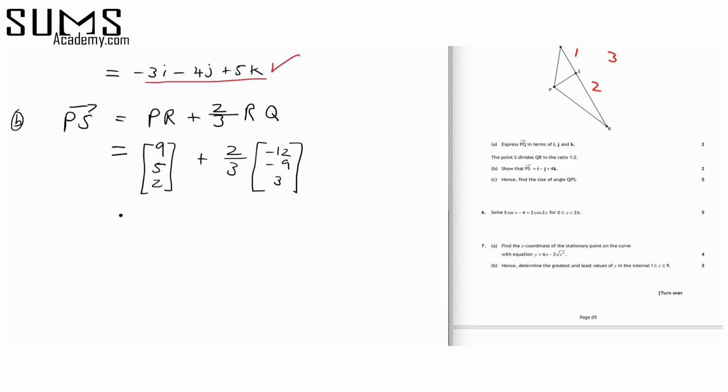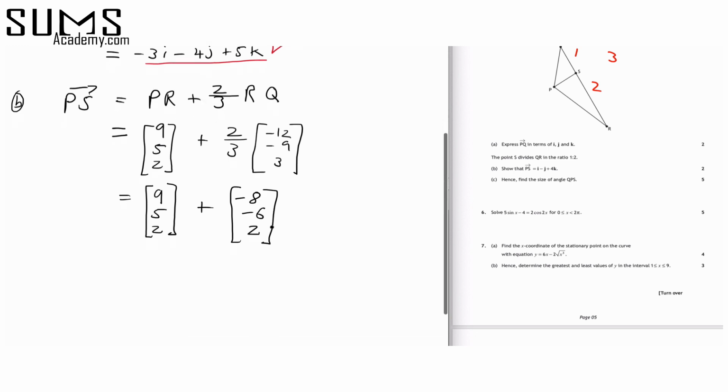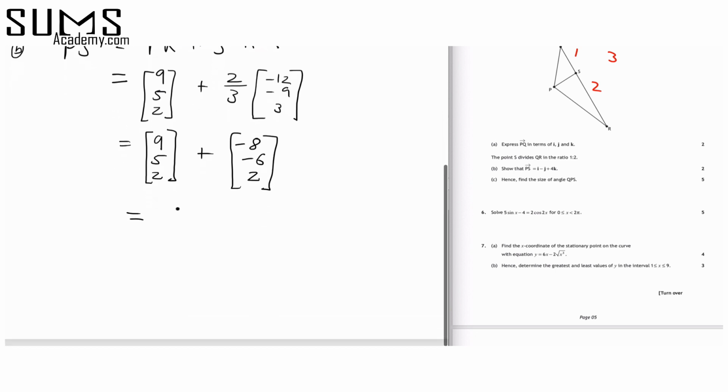So what does this become? Equals, that stays the same, 9, 5, 2. Then plus 2/3 of minus 12 is minus 8, and then 2/3 of minus 9 is minus 6, and 2/3 of 3, the times by 3 is just going to cancel out, so that just becomes 2. Okay, so then you just add these together, which you get 9 minus 8 is 1, and then 5 minus 6 is minus 1, and then 2 plus 2 is 4.